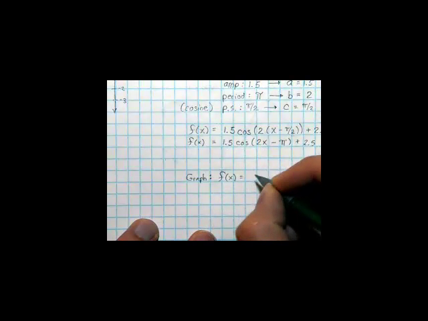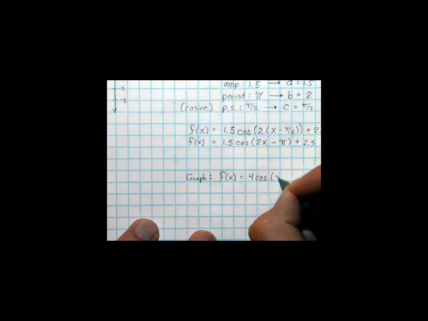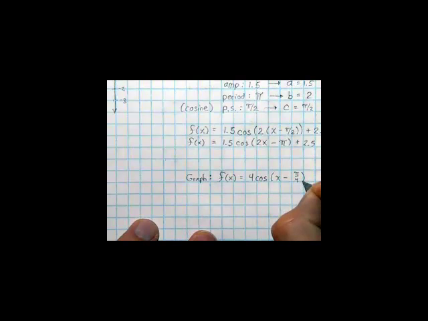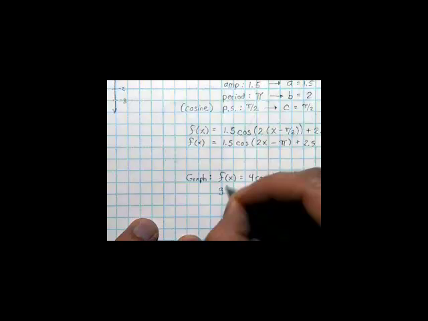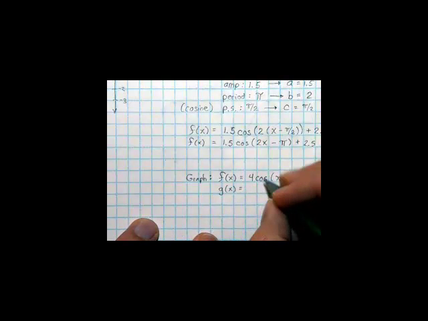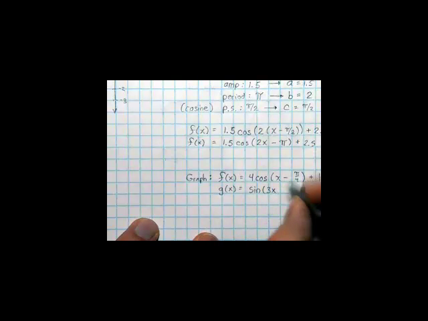I'd like you to graph f of x equals 4 cosine (x minus pi over 4) plus 1, and g of x equals sine (3x plus c) plus 7. Whoops, that should be parentheses c.